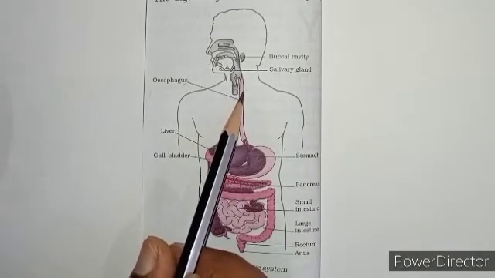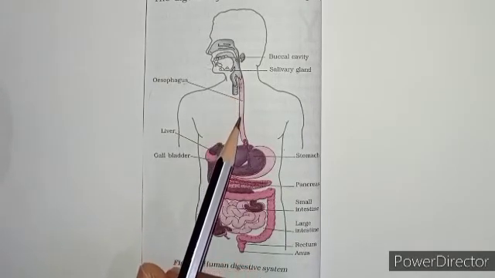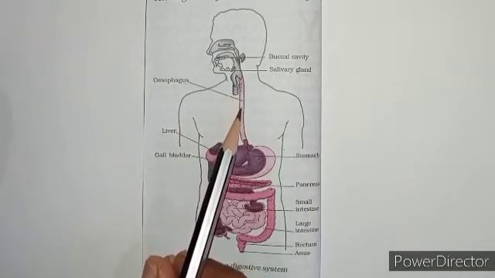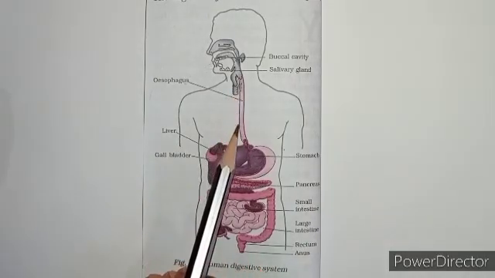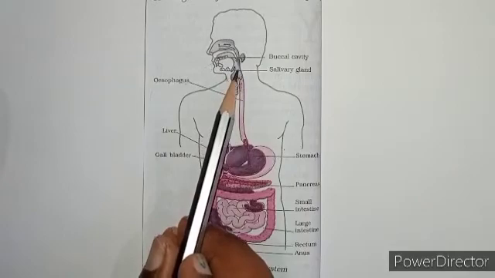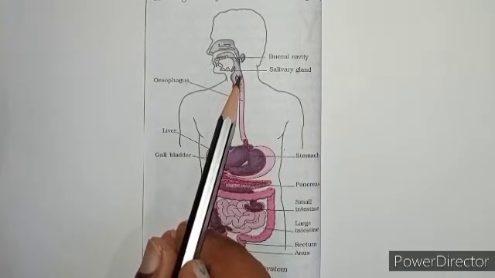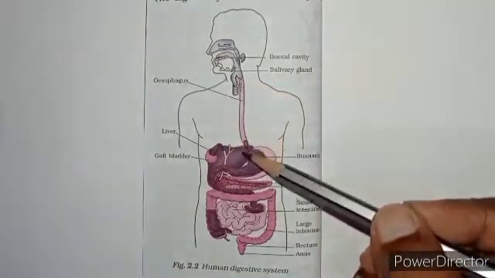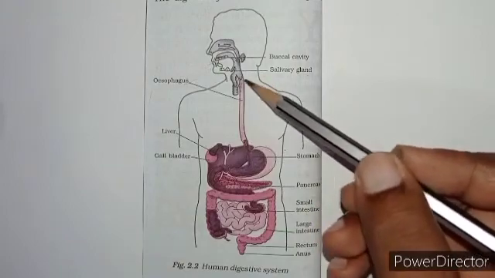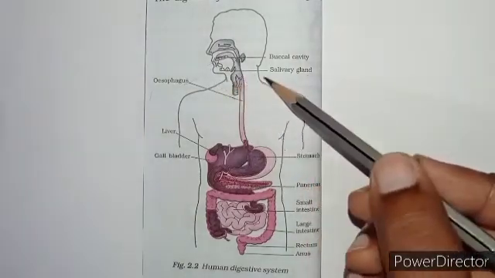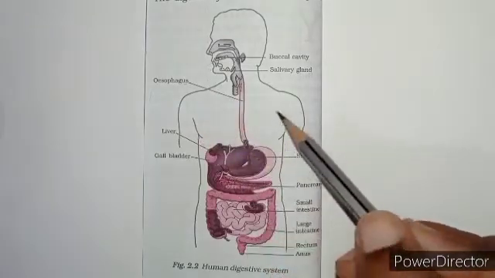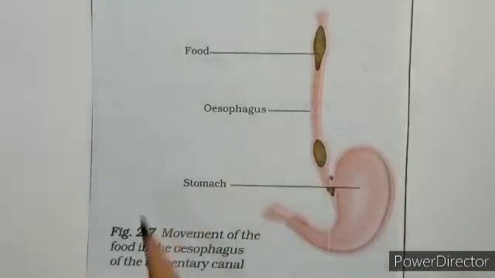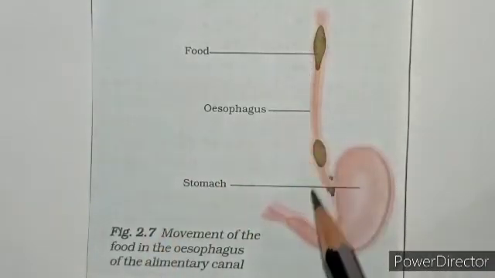After this, the swallowed food passes into the food pipe or esophagus. All of you see here, this is the esophagus or food pipe. After swallowing food inside the mouth, it passes through this esophagus. Here this food pipe runs along the neck, and this part is the chest. Students, all of you see here, this is the esophagus.